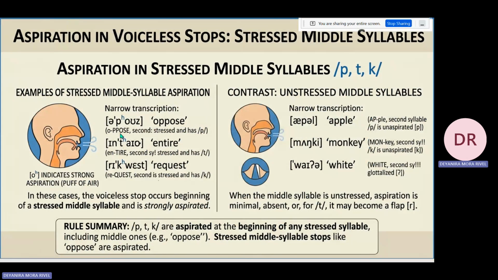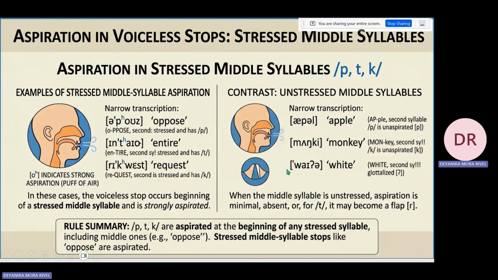And in request, the second syllable is stressed and it starts with a K sound. So in request, the K is aspirated. In these cases, the voiceless stop occurs beginning a stressed middle syllable and is strongly aspirated. Okay, and then we have the examples that we saw before where they are not aspirated.